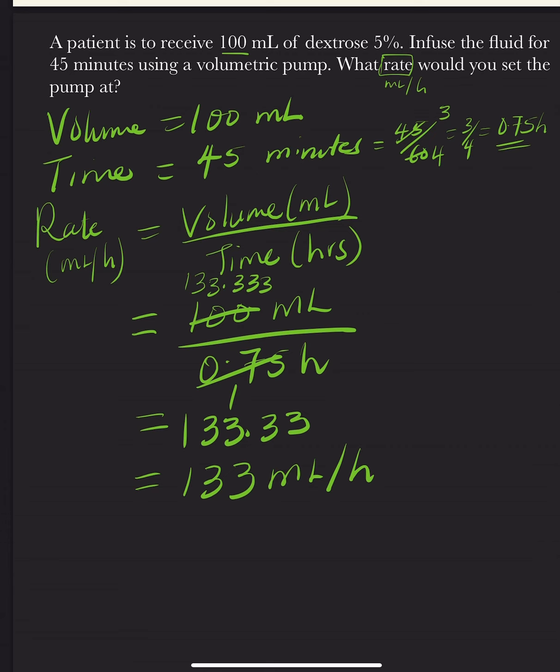Where did I get 133 mils an hour? Especially for the units, this is what is in there. And if you look at these hours, they will come there. And this 133 becomes your rate for this infusion if it was to run for 45 minutes.